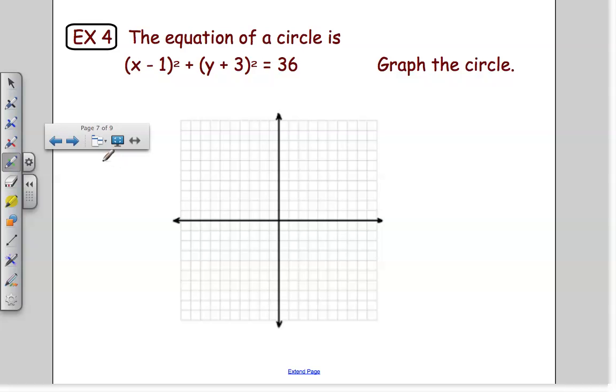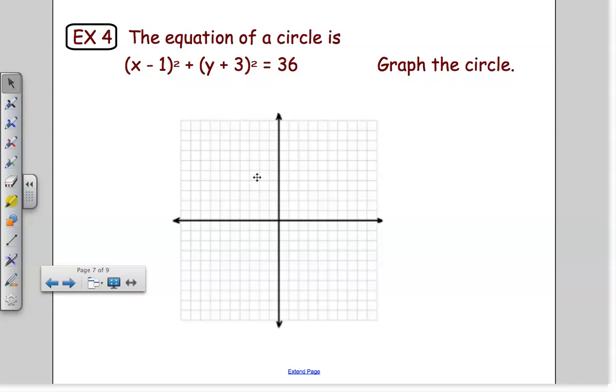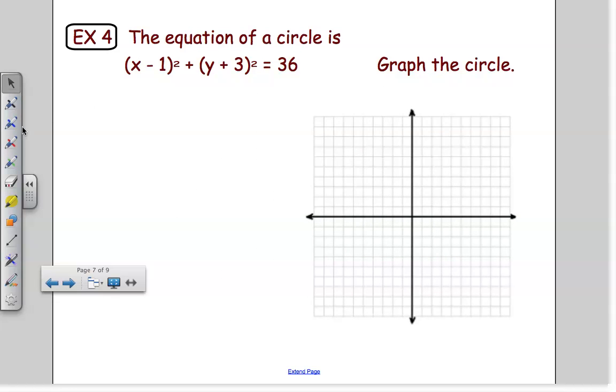Another thing you should be able to do is if you have the equation of a circle, you've got to be able to graph it. So let's put this circle on the graph. Well, what are the 2 things that you should be able to identify about that circle given the equation? The 2 most important things. I should be able to identify the center. I should be able to identify the radius.